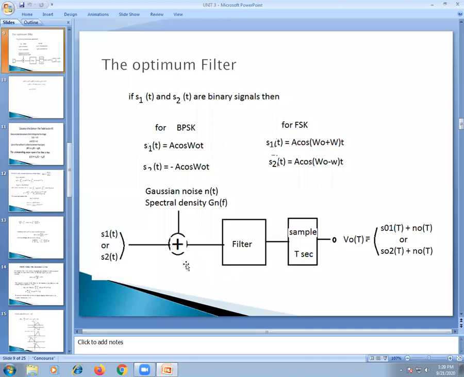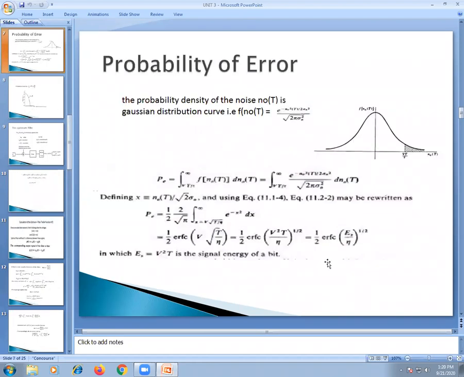Optimum filter block diagram. What is the optimum filter block diagram? S1 of t or S2 of t is given to the adder. The adder input is Gaussian noise, and the output is given to the filter. The filter output is given to the sampler.